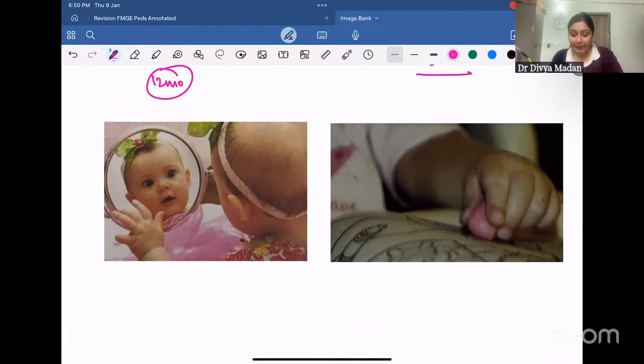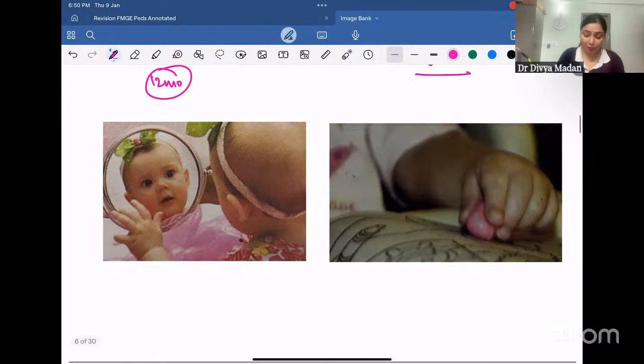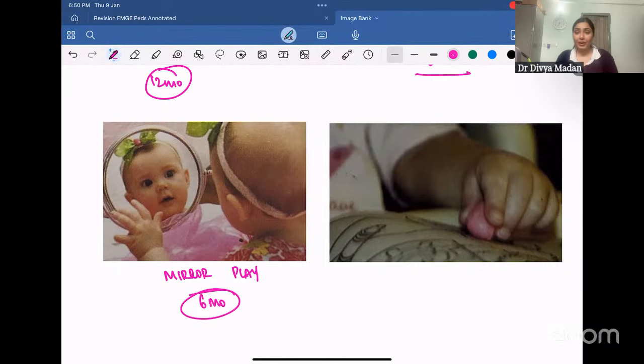What is this milestone? The baby is looking at the mirror and enjoying playing with the mirror. What is this known as? This is known as mirror play. And it comes by 6 months of age. Right?